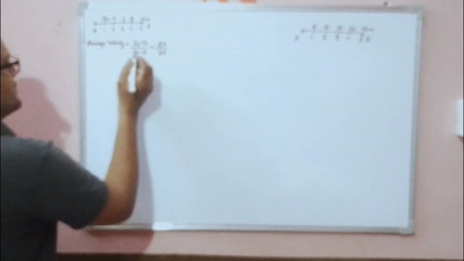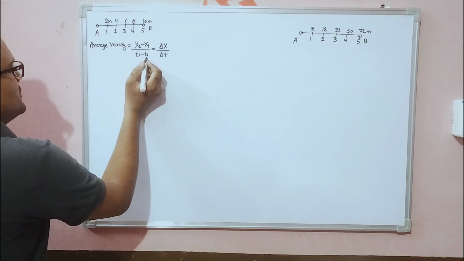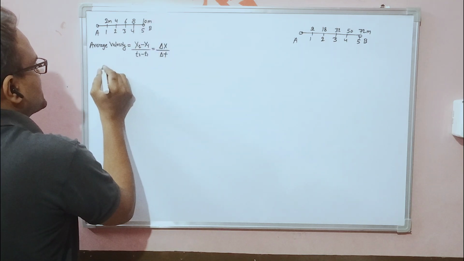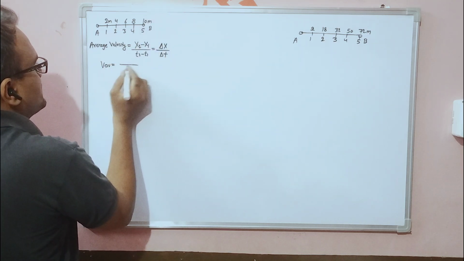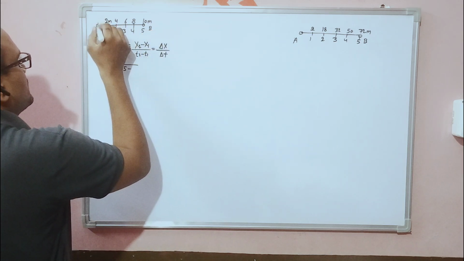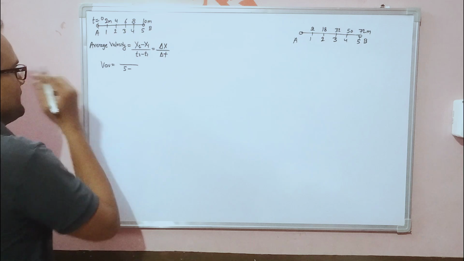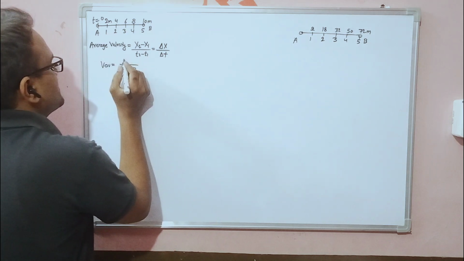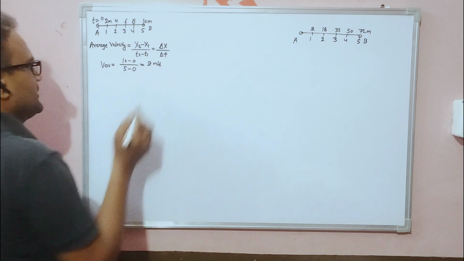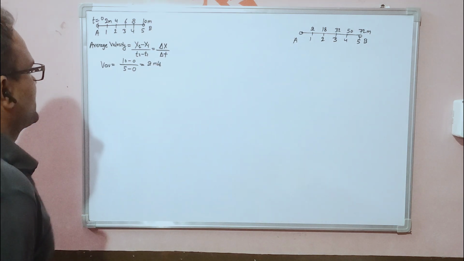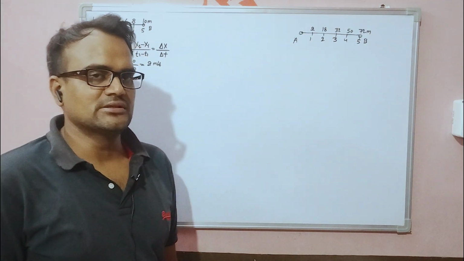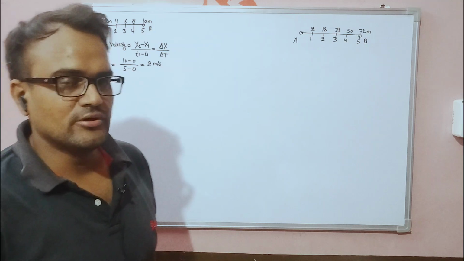Now let's take different values of t1 and t2. Suppose I take t2 equal to the 5th second, and t1 equal to 0. So this is 5 minus 0 and it is 10 minus 0, so it will give me the value 2 meter per second. Okay, so this is the average value. So what is the average value? The average of all the values of the velocities which the object might have taken between points A and B.